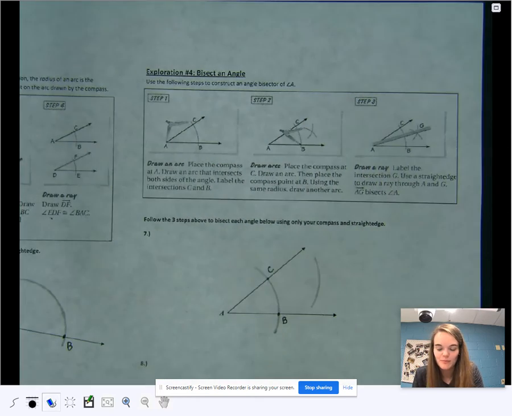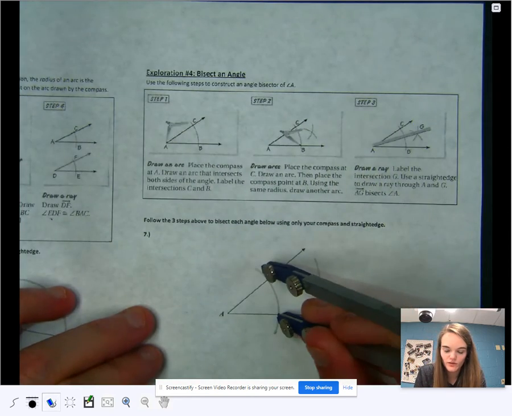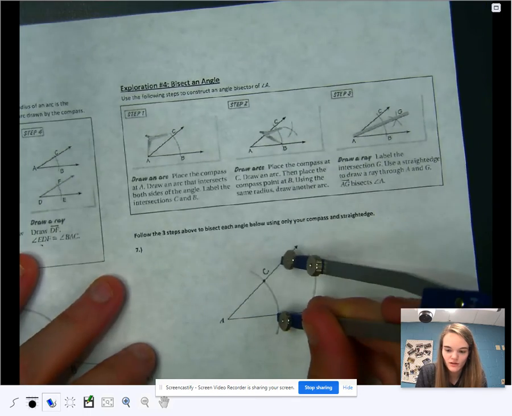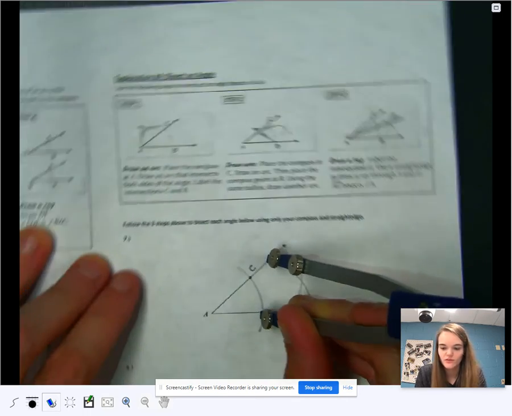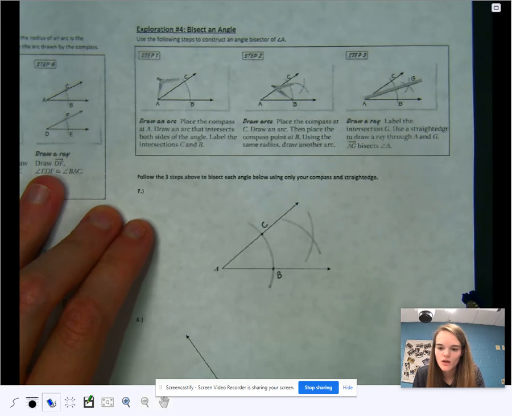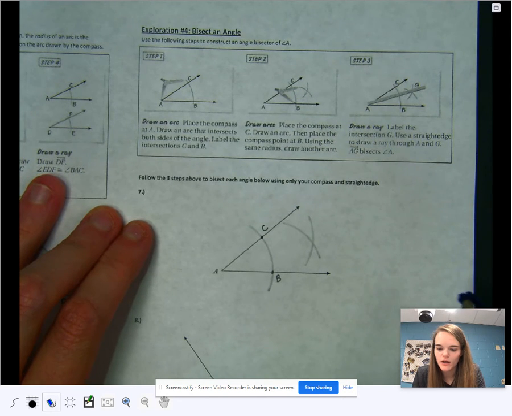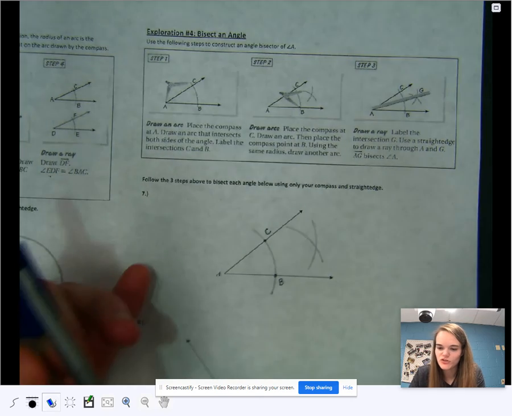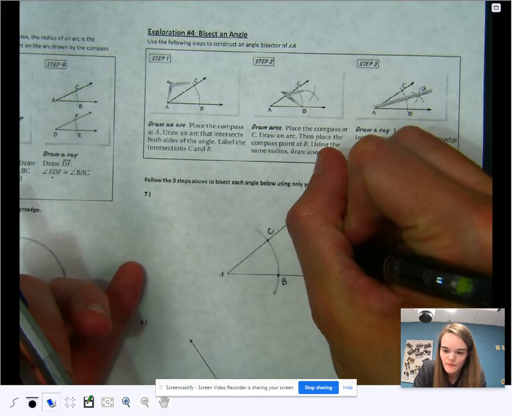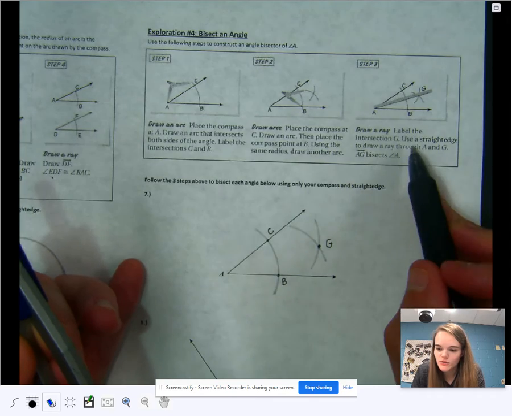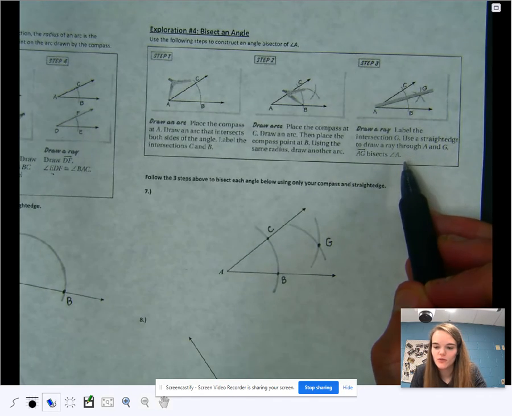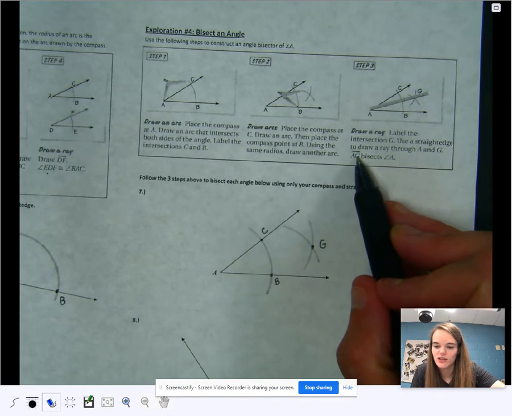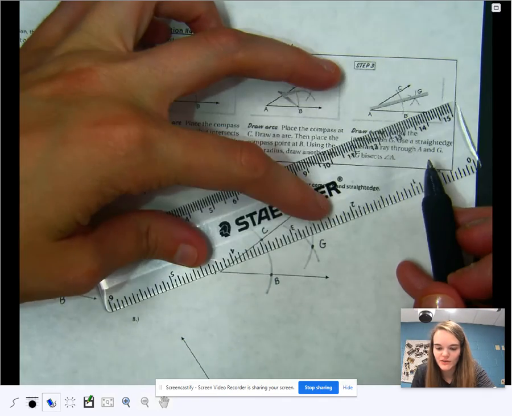Then place the compass at B. Notice it hasn't told me to move it, so don't change the width. Using the same radius. Sometimes it's easier to move your paper. Okay, there we go. Step 3. Label the intersection G. Why G? Use a straight edge to draw a ray through AG. AG, that ray, bisects A.